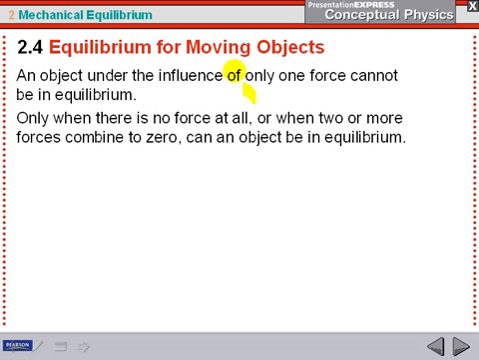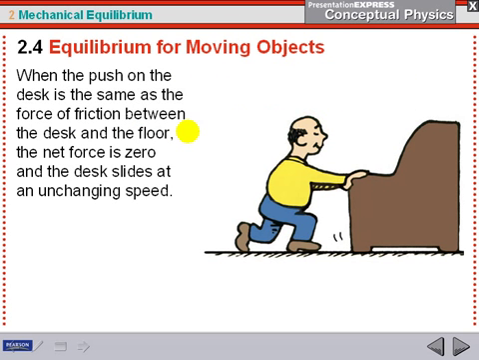One thing we want to make clear is that if there's one force on an object, it cannot be in equilibrium. If there's no force at all, or when you have two or more forces and they combine to zero, in other words, the net force on the object is zero, or forces that cancel each other out, so to speak, then the object can be in equilibrium.